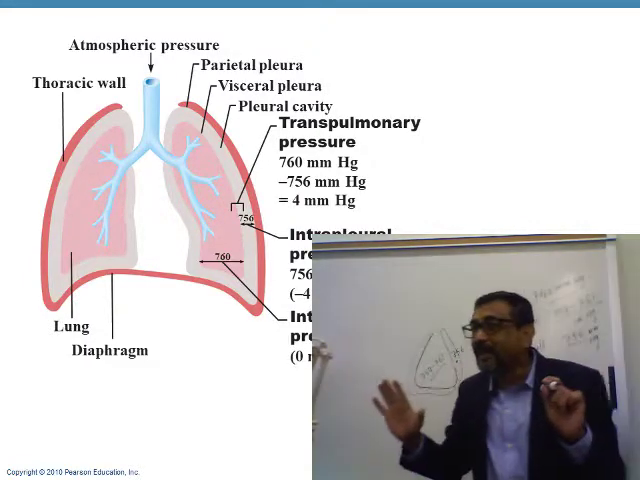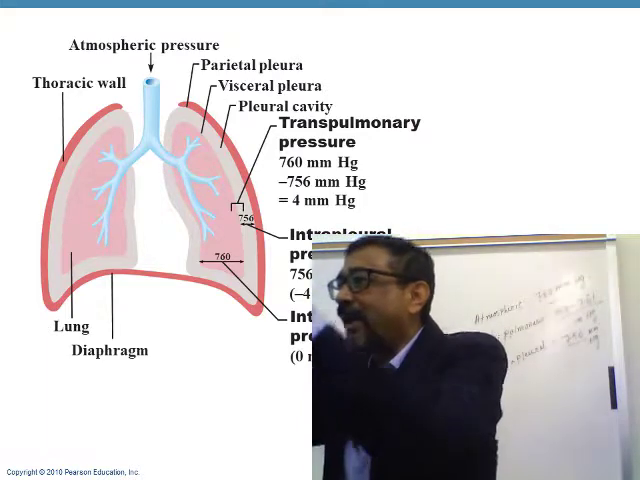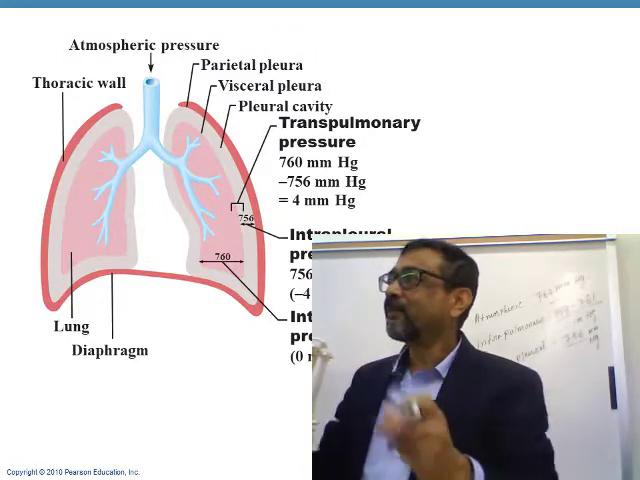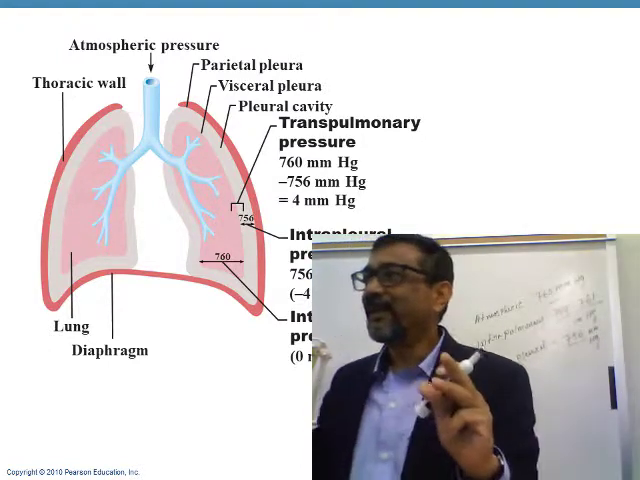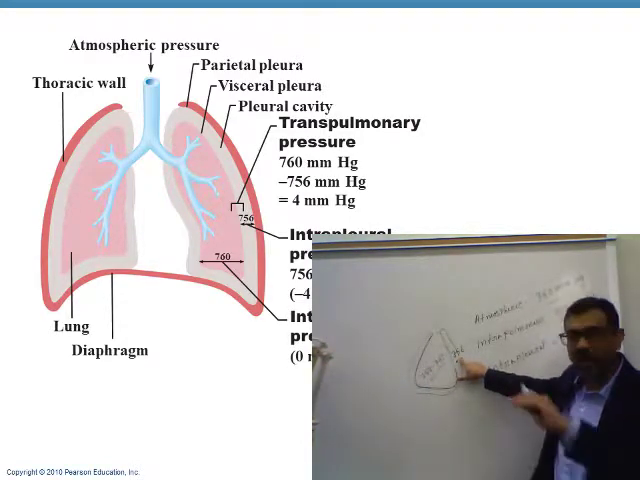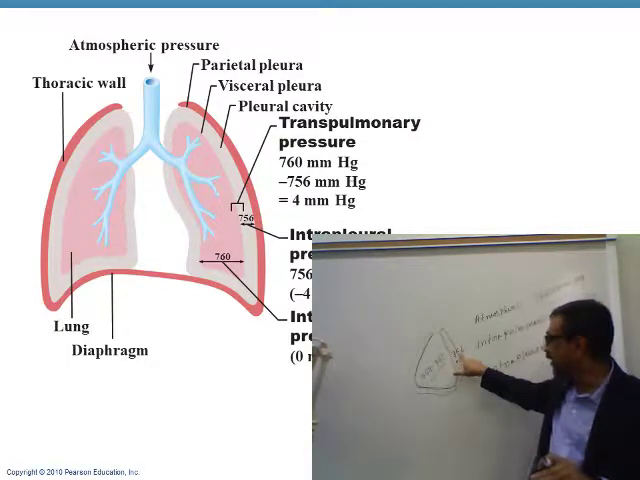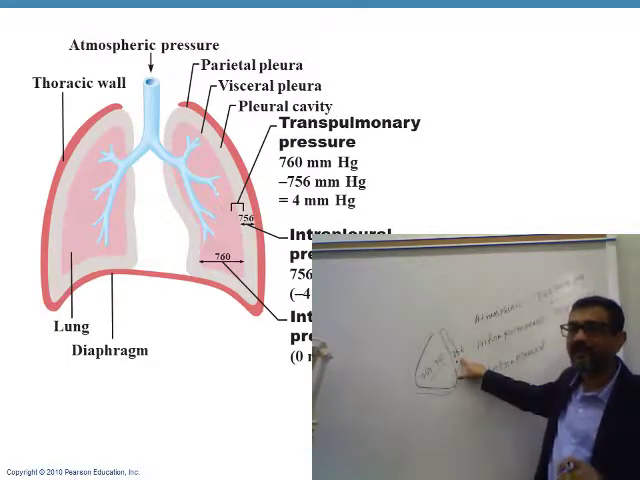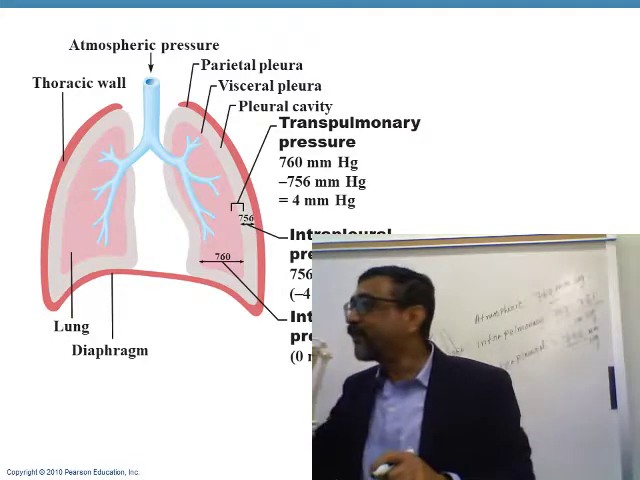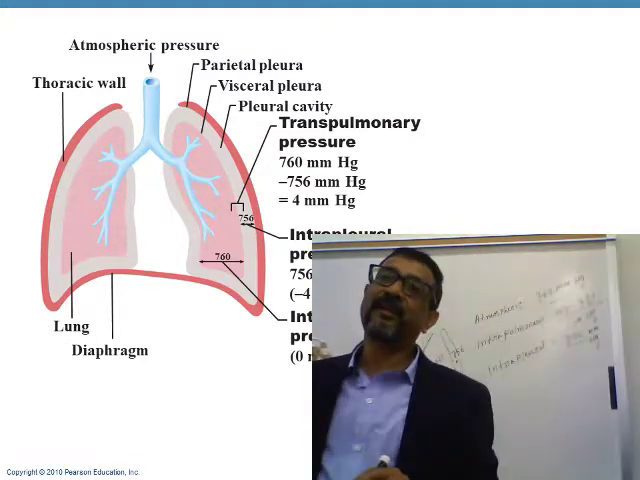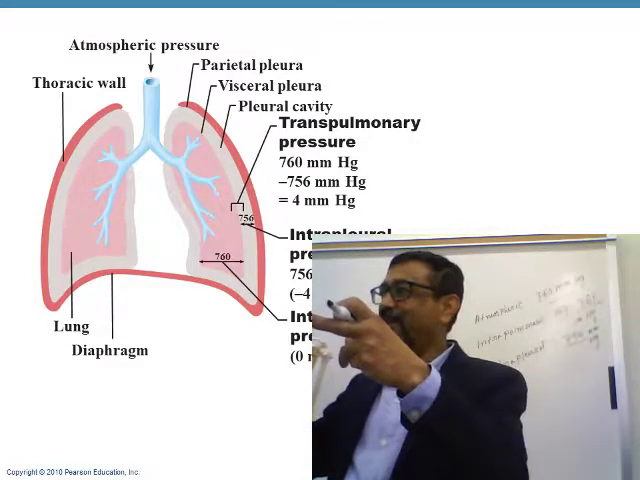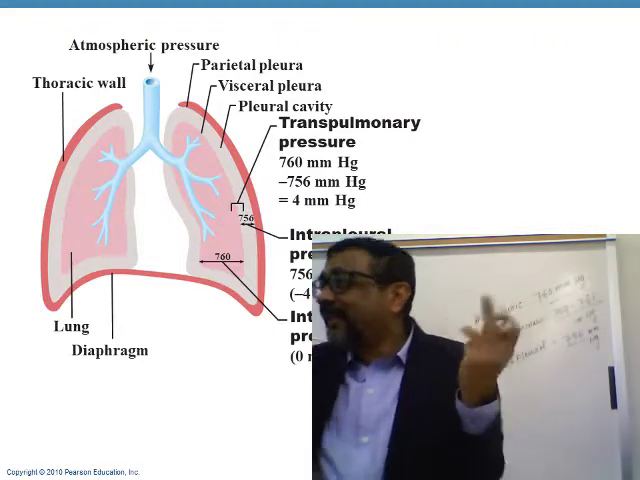That means around the lung, outside of the lung, in the pleural cavity, the pressure is always what? Low. Makes sense? Because inside the lung is this, right? And outside is what? 756, always. So always around the lung the pressure is lower. And that negative pressure must be there always, lower pressure, to keep the lung expanded to some extent. Otherwise lung will collapse.